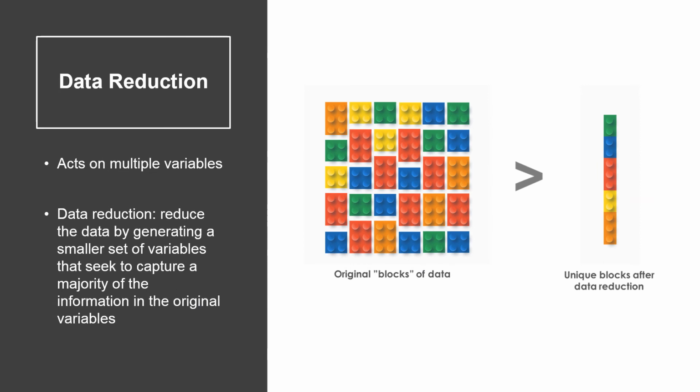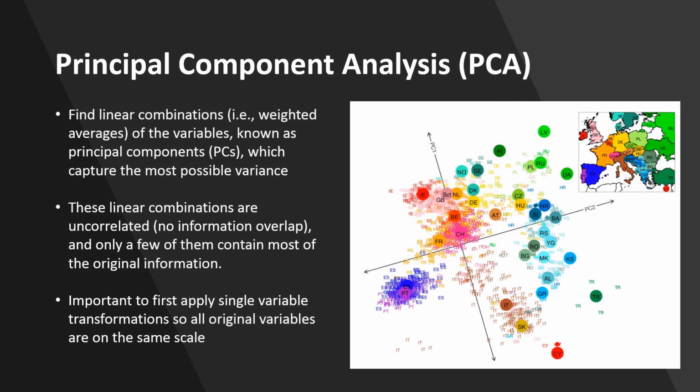The transformations we discussed so far work on a single variable. This should be contrasted with data reduction, which reduces the data by generating a smaller set of variables. The purpose of data reduction is to use a smaller set of variables to capture most of the information in the original variables. A widely used data reduction technique is principal component analysis, which seeks to find weighted averages of the variables to capture most of the information, which is measured by variance in the data.